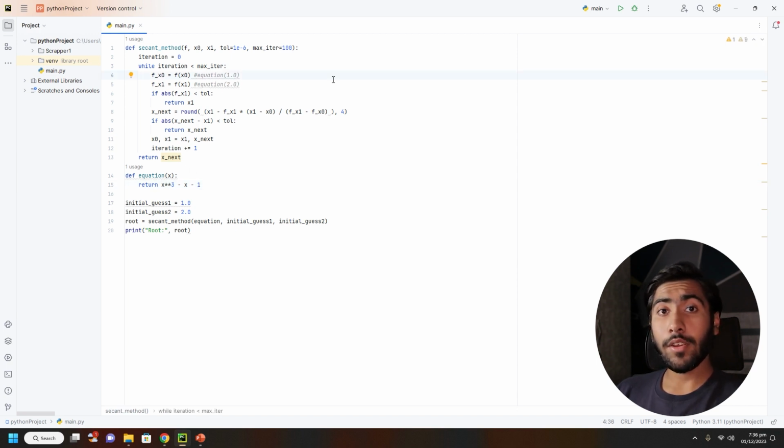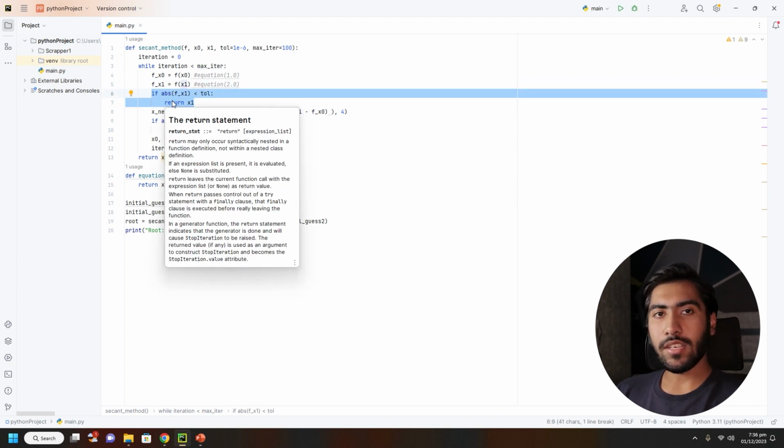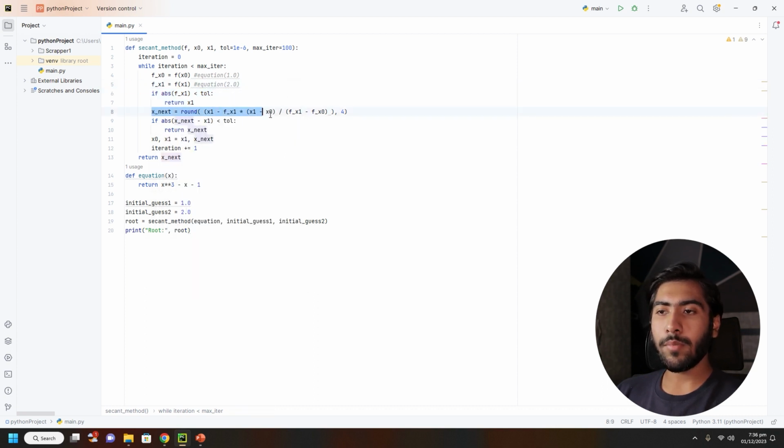And if we give our equation 2.0, which is our initial guess 2, here initial guess 2 is 2.0, so f of x1 is equal to function of x1, which is equation 2.0. So the minus 1 will be stored in function of x0 and positive 5 will be stored in function of x1. Now here is our condition, which is completely related to secant method, and here is our main formula.